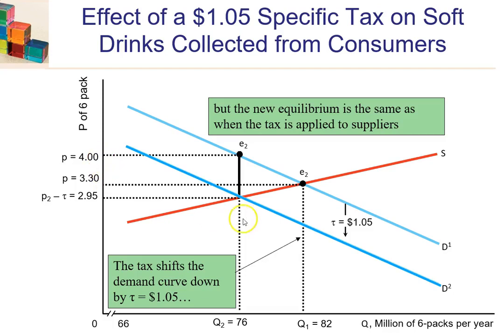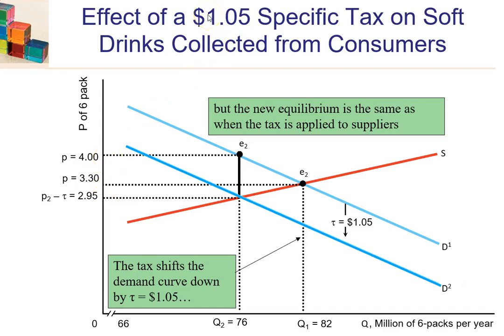So our new equilibrium point is again the intersection of the new demand curve and the original supply curve. $2.95 represents the price the seller receives after the tax bill has been paid by the buyer. $4 represents the new higher price for the buyer. So what happens to the quantity? We have a quantity reduction of 6-packs sold in Philadelphia. We were selling 82. Now they are purchasing 76. The price the seller received dropped by 35 cents. The price the buyer paid went up by 70 cents.